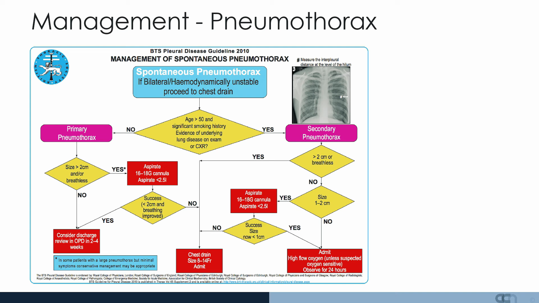In patients with a secondary pneumothorax that's less than 2 centimeters and less than 1 centimeter, they can be admitted for at least 24 hours of observation. So this guideline, which also suggests that any evidence of bilateral pneumothorax or hemodynamic compromise should directly proceed to chest drain, gives us a very good understanding that primary pneumothoraces can potentially be discharged in small asymptomatic patients, but secondary pneumothoraces, irrespective of their size, warrant a degree of admission, oxygen, and observation.